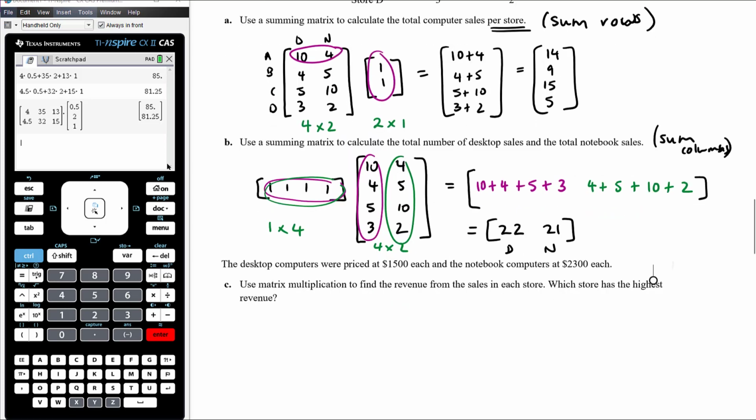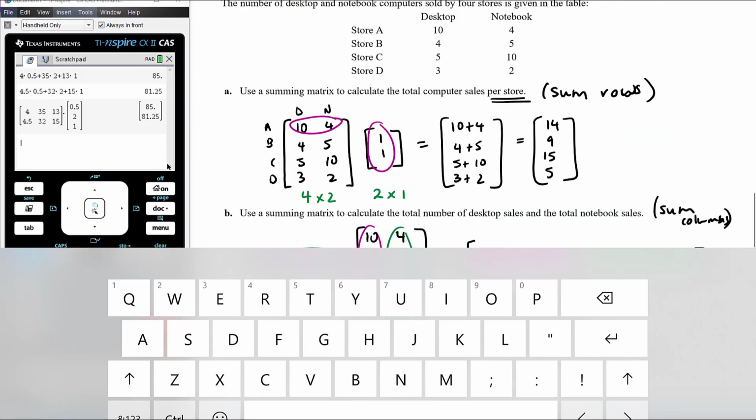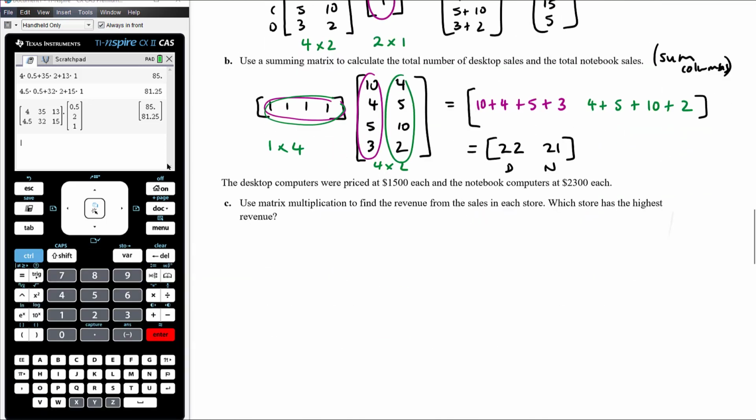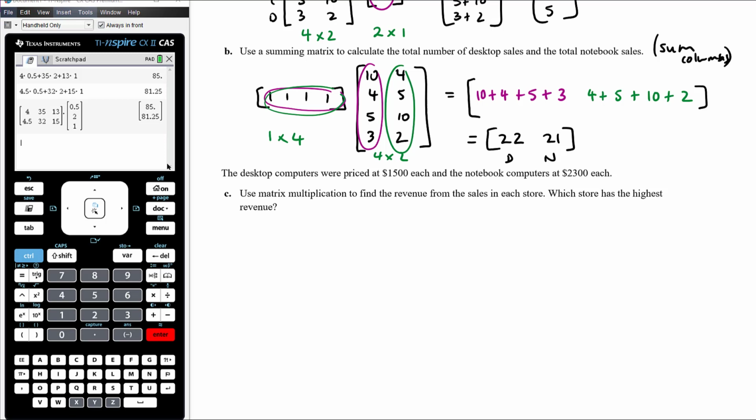Desktop computers were priced at $1,500 each, and notebook computers at $2,300 each. Use matrix multiplication to find the revenue from the sales in each store. Which store has the highest revenue? Okay, so again, let's get our sales matrix: 10, 4, 4, 5, 5, 10, 3, and 2.